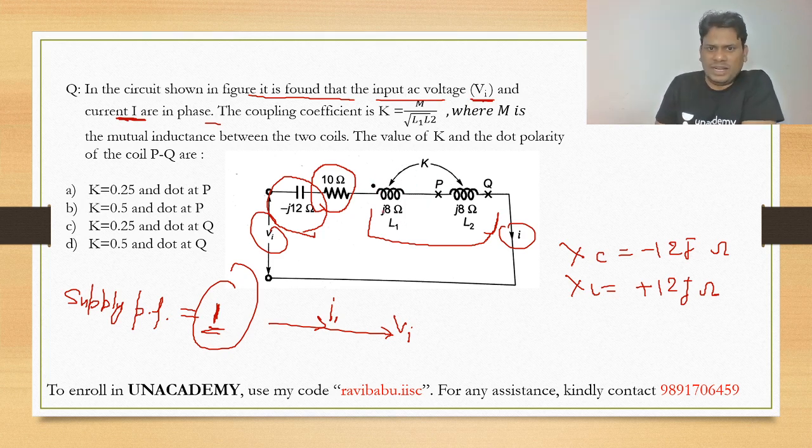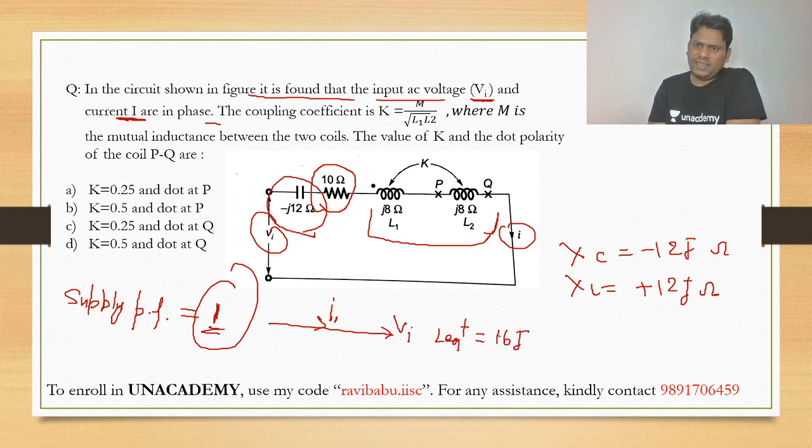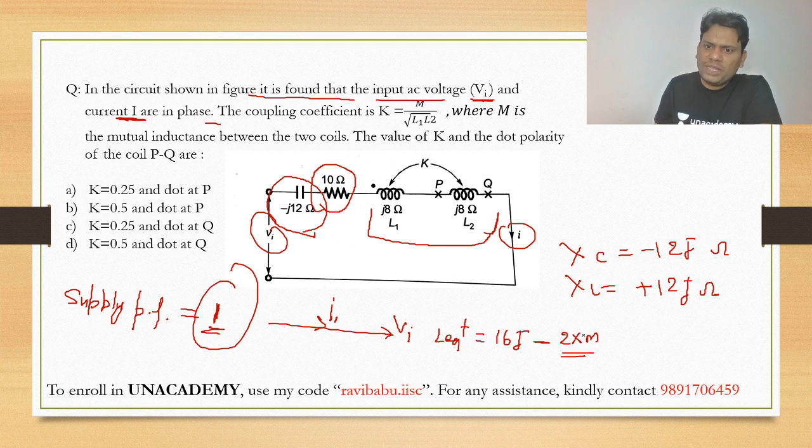For the L equivalent of the coils, first we have to add both. So how much is it? 8 and 8, 16J. We require only 12J, but it is coming 16J. So we require a somewhat smaller value, so here we require a negative sign, and how much? 4. It is minus 2 times M. I think you have the basic idea. So what will be the value of M? M should be equal to 2. So 2 into 2, 4.